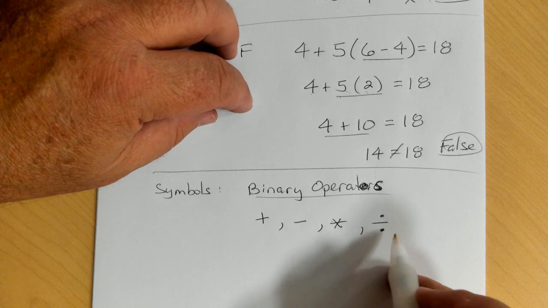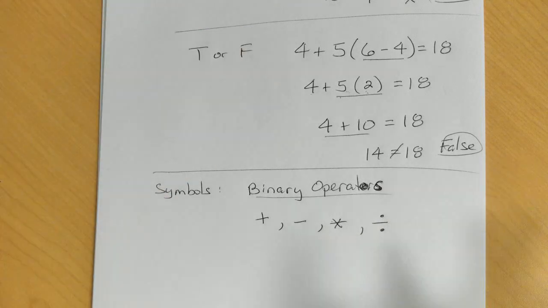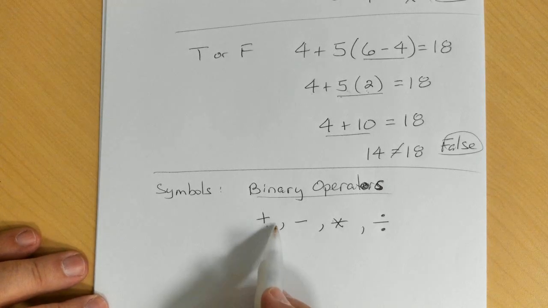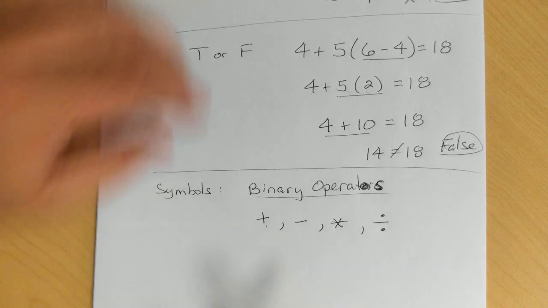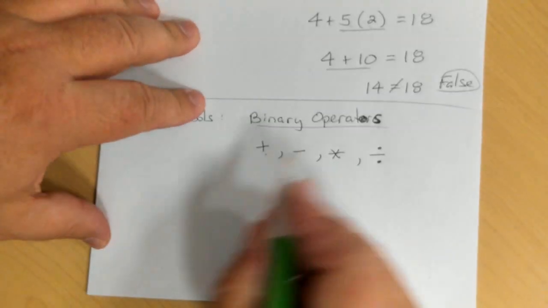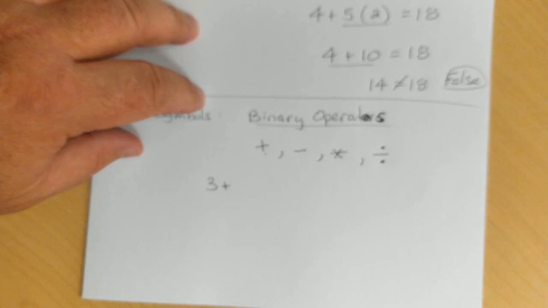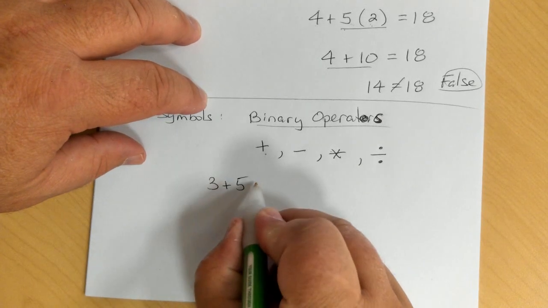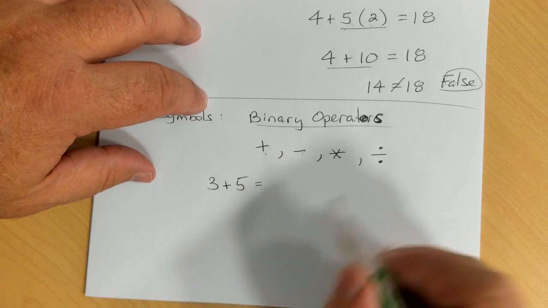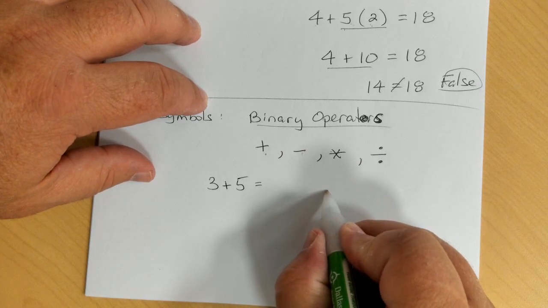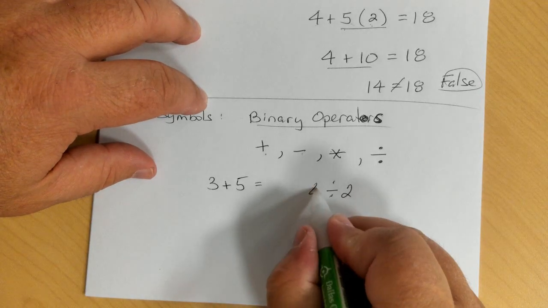This symbol doesn't mean division until what happens? It has to be a number before and after each of these. If it doesn't have a number before and afterwards, then it's not a math equation. It's just a symbol. So, for example, that means nothing. Now it means something. Same with the subtraction. Division. That doesn't exist. Now it does.